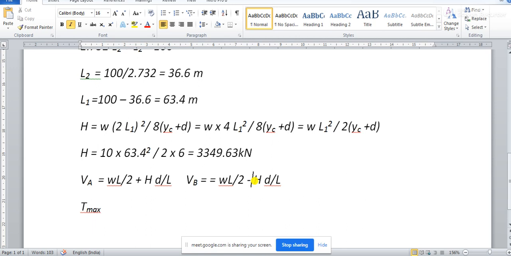Now you see T max, what is the value of T? T at support A and T at support B. T at support A will be the square root of VA square plus H square, and T at support B will be the square root of VB square plus H square. So what is TA? TA is nothing but the square root of VA squared plus H squared.